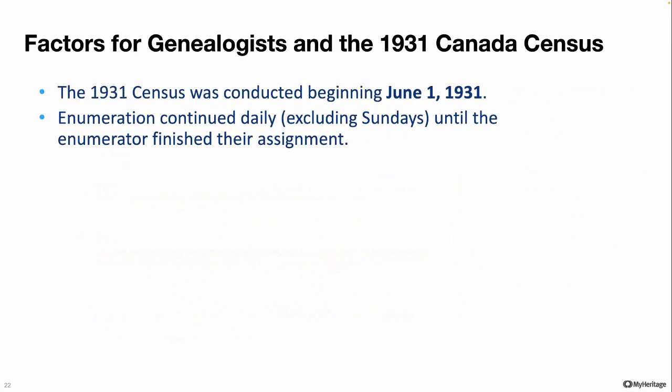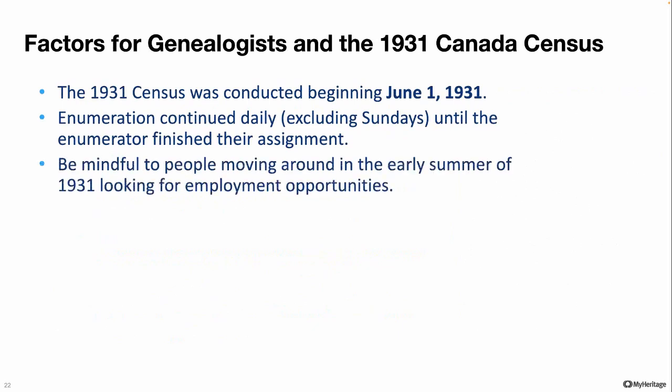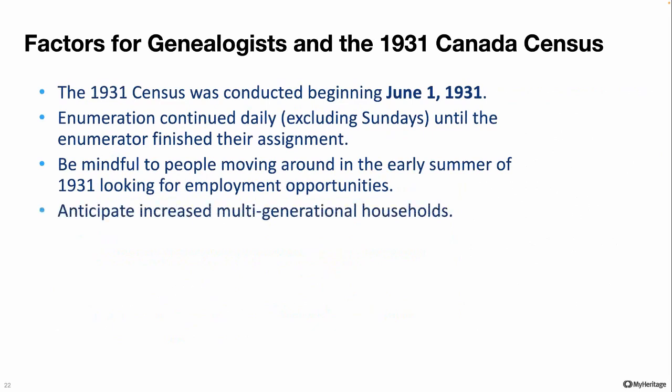From June 1st, enumeration continued daily except Sundays until the enumerator finished their assignment. There's certainly almost no way that most of these enumerators finished their work within one day. Many of them would have probably taken the better part of a week, perhaps longer, to canvass their assigned what's called a sub-district, and we'll talk about that in a minute. Be mindful of people moving around, like I mentioned.